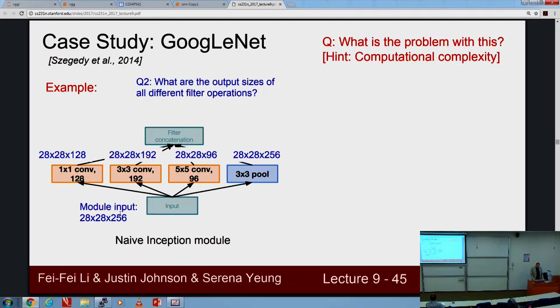So let's look at the sizes of the other ones. They're all 28 by 28, as I mentioned before, because we're padding things enough so that the spatial dimensions don't change, and then the number of channels is given by each box, except for the pooling box. The pooling box does not change the number of channels. Here they're probably using a stride of 1 and a padding of 1 so that the size doesn't change.